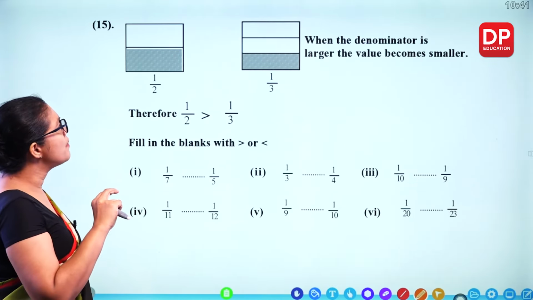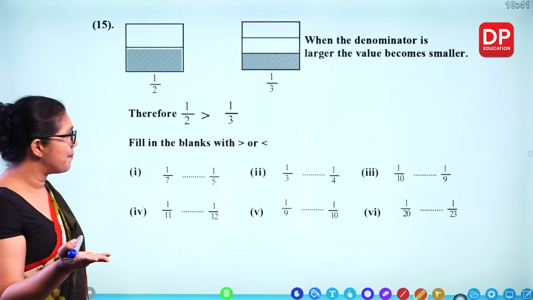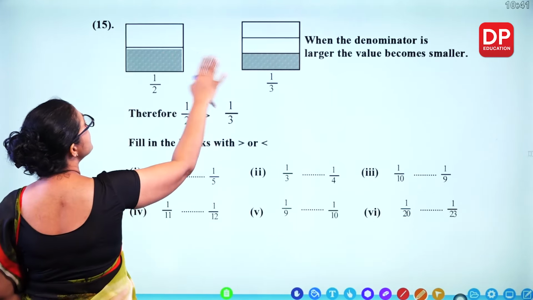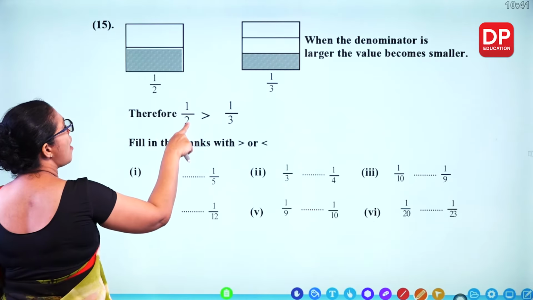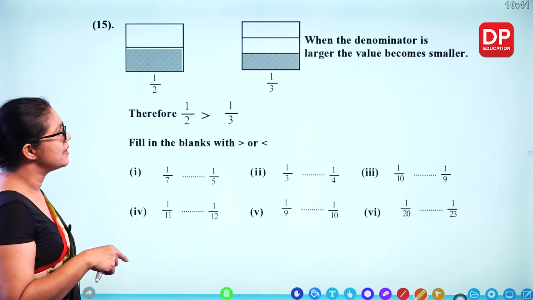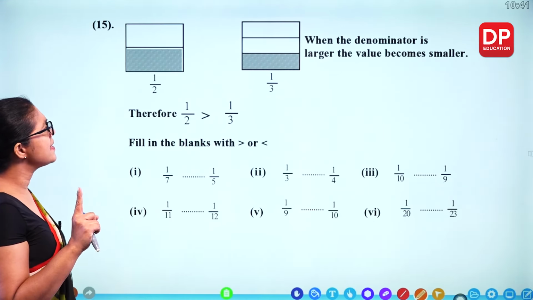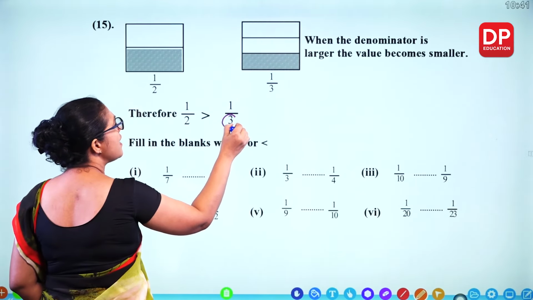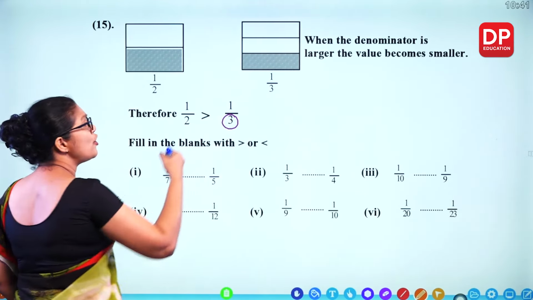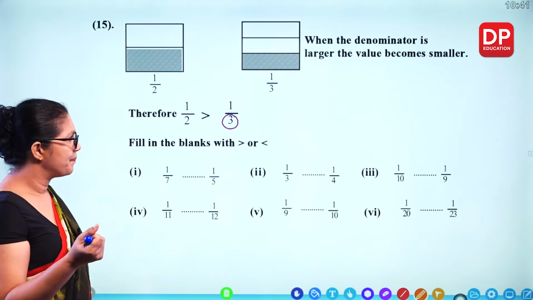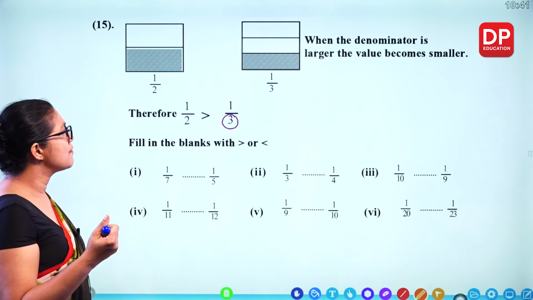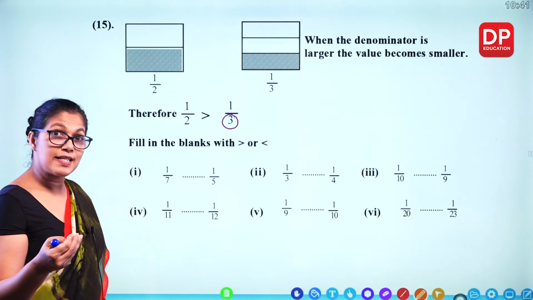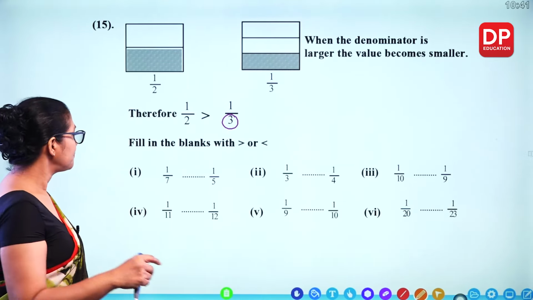So both the numerators are the same. But when you look at the shaded part, which part can we see is bigger? Half. Half is bigger than 1/3. So what can we say? When the denominator becomes larger and larger, the value becomes smaller. So we can easily identify by looking at the denominator now, if the numerators are the same.